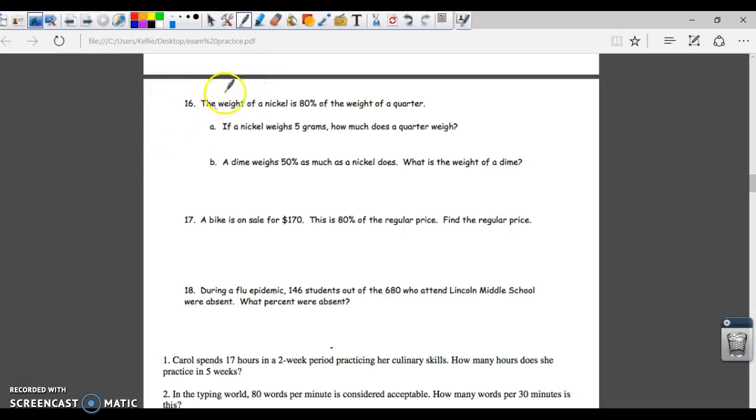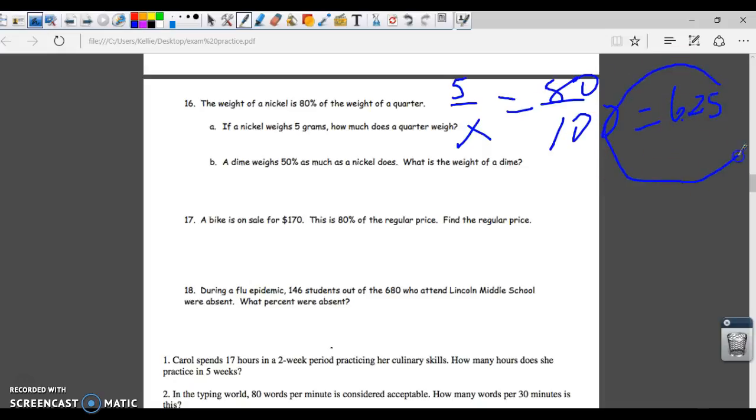Welcome back. We're going to do now the word problems of the proportion and percent setup. For this first one, the weight of a nickel is 80% of the weight of a quarter. So you can still set this up as a percent. You know that 80 is going to go over the 100 like this. And then if a nickel weighs 5 grams, that would be here. How much does a quarter weigh? Therefore, your x is going here. So when we cross multiply and divide, 5 times 100 is 500 divided by the 80. You'll get 6.25. So the weight of the quarter will be 6.25 grams.